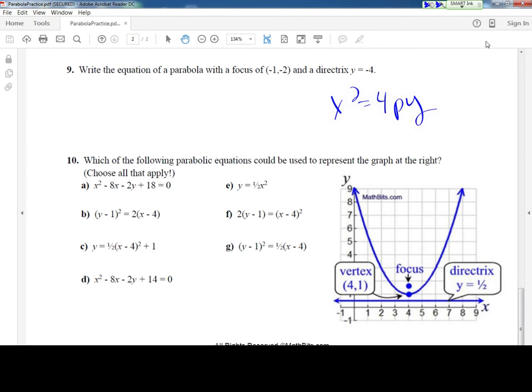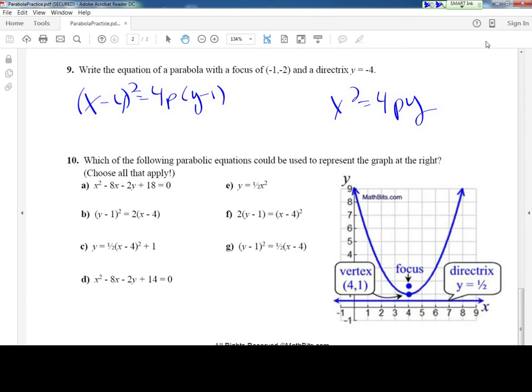Now, the focus has been translated. Here's 0, 0. So let's look at x first. So it'll be 1, 2, 3, 4. So that makes it x minus 4 squared equals 4py. And then the y was shifted up 1 unit, correct? So that becomes y minus 1. So let me erase that.